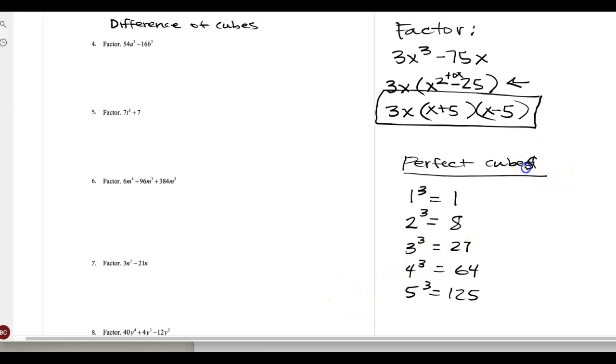All right, but I look at these numbers and I say, wait a minute, those aren't perfect cubes. So how can I do this? Well, what should I look for very first before I start even trying to factor it as a difference of cubes?